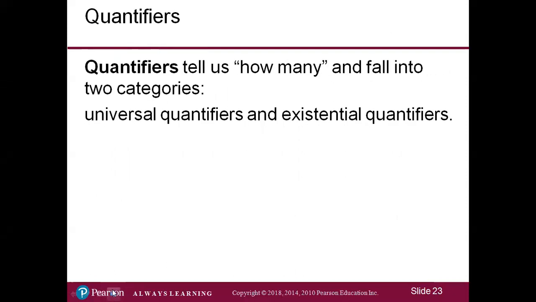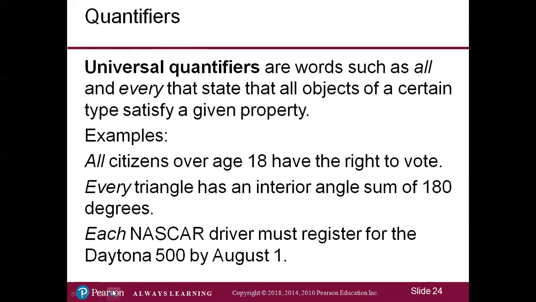Quantifiers. Quantifiers tell us how many. Quantity is the root word. Quantities fall into two categories: universal quantifiers and existential quantifiers. The universal quantifiers are words such as all and every that state that all objects of a certain type satisfy a given property. Examples: all citizens over the age 18 have the right to vote. Every triangle has an interior angle sum of 180 degrees. Each NASCAR driver must register for the Daytona 500 by August 1st.